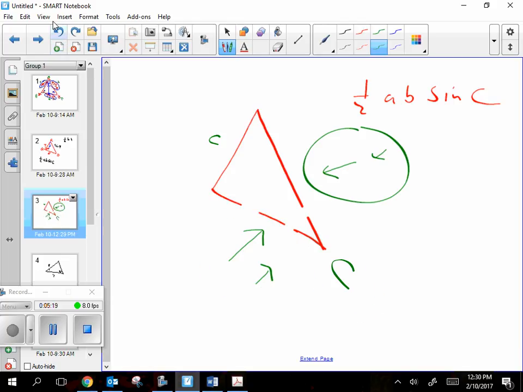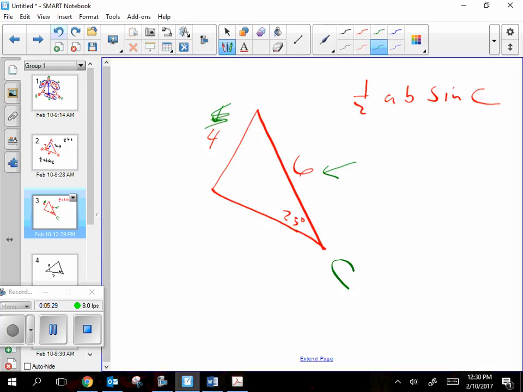So let's go back to this problem. Did I give you a side angle side situation? No, I did not. But could you figure out how long this side is using some other form of magic? Yes, because it's got a side and the angle across from it, so law of sines. And then once you had this side, then you could do it.